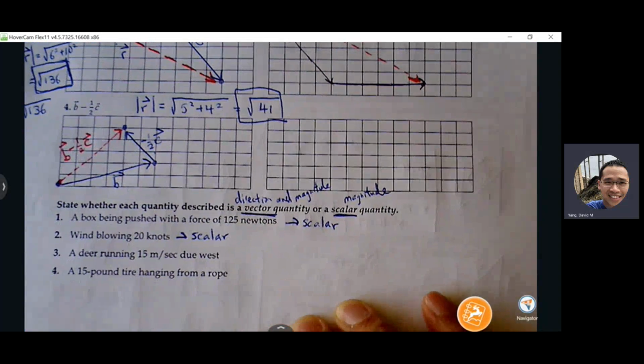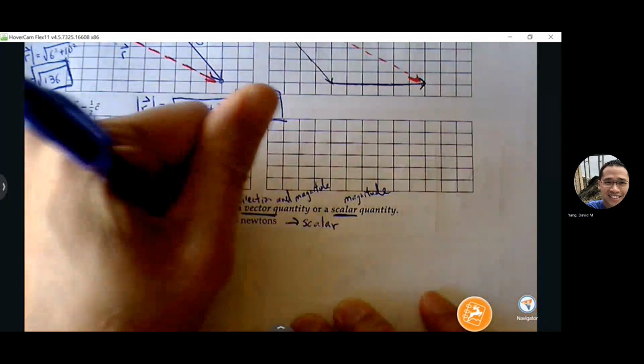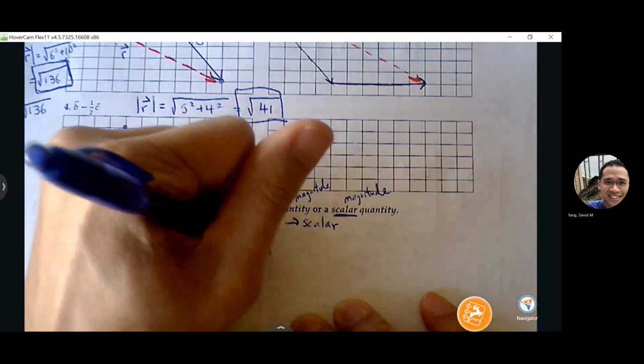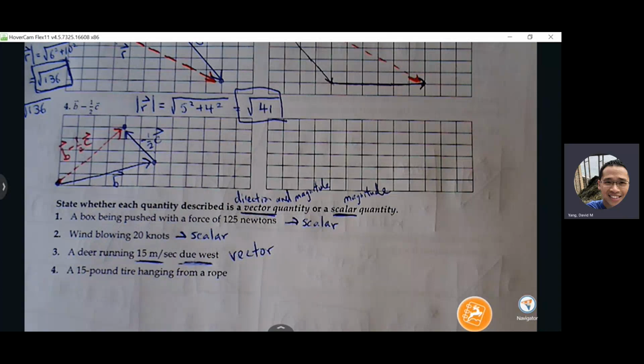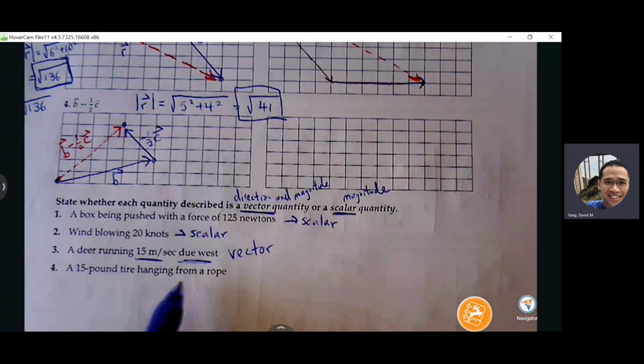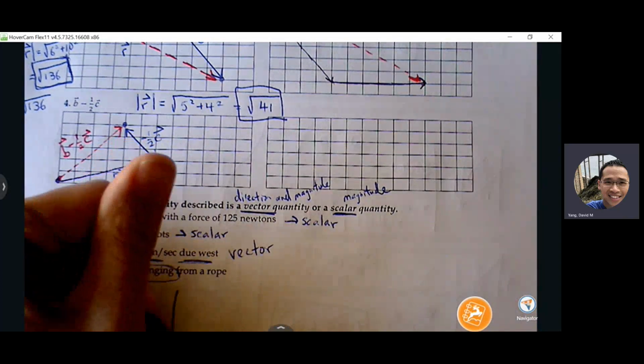Deer is running 15 meters per second due west. So this has a magnitude and it has a direction. So it's vector. 15-pound tire hanging from a rope. Vector, yes. There's a hidden direction here. Hanging from a rope, force of gravity is pushing it down.